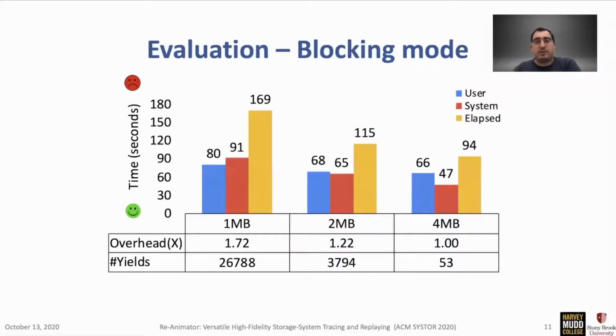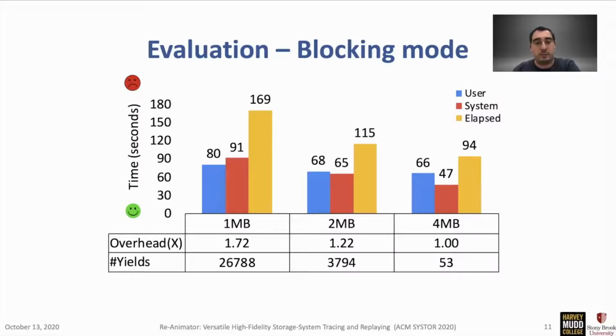For Re-Animator's fidelity and accuracy, we implemented blocking mode for our LTTng backend. In this slide, we show tracing DB bench with different subbuffer sizes and how much overhead blocking mode introduced to execution. If the subbuffers are full, the blocking mode forces the tracing system to yield the threads that are responsible for draining subbuffers.